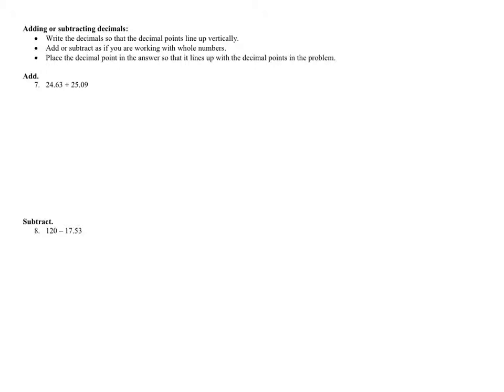Now we're moving on to adding or subtracting decimals. So to add or subtract, we need to write the decimals so that the decimal points line up vertically. Then we'll add or subtract as if we were working with whole numbers. And lastly, place the decimal point in the answer so that it lines up with the decimal point in the problem. So first, if I wish to add 24 and 63 hundredths plus 25 and 9 hundredths, I should line this up vertically. So I have the 24 and 63 hundredths plus the 25 and 9 hundredths.